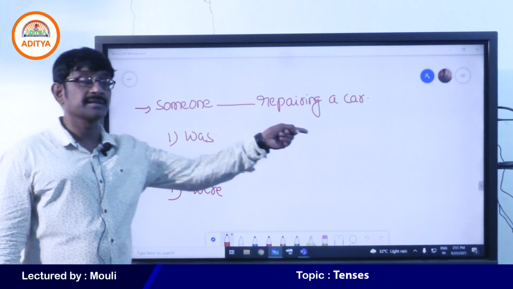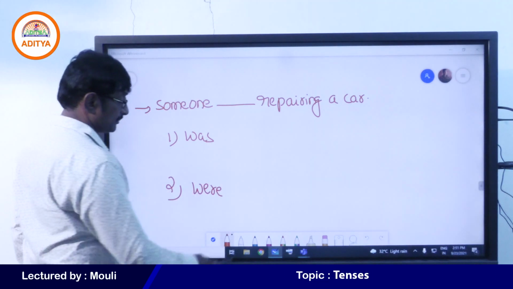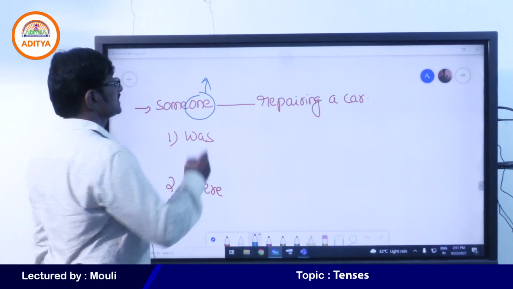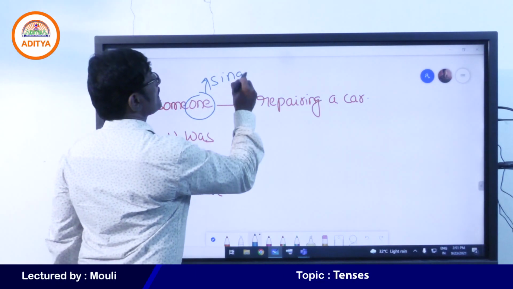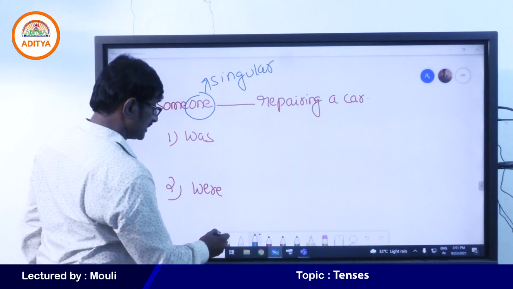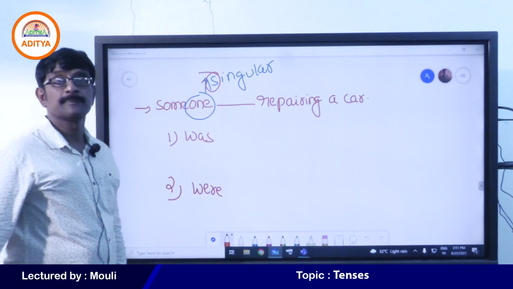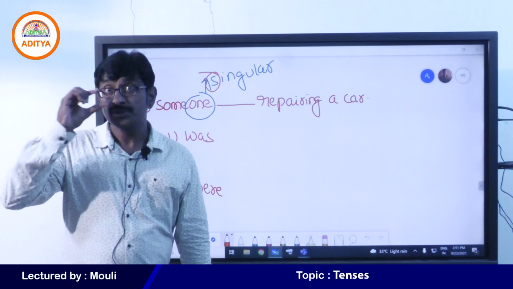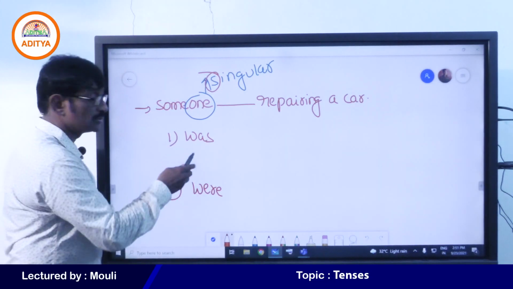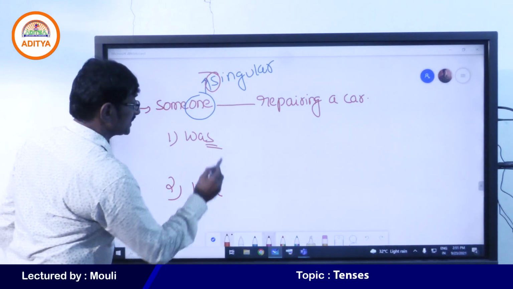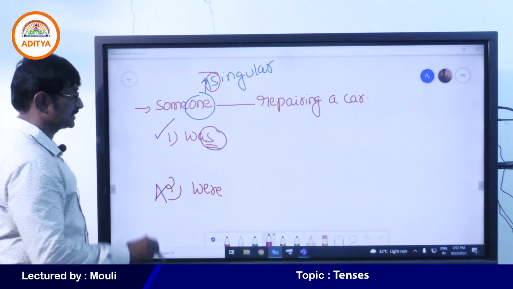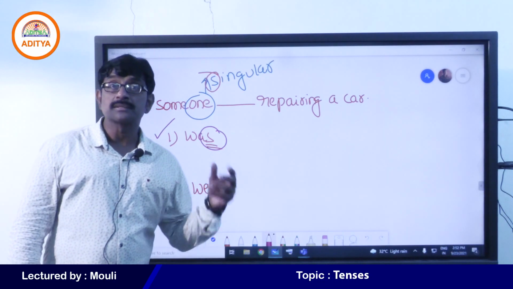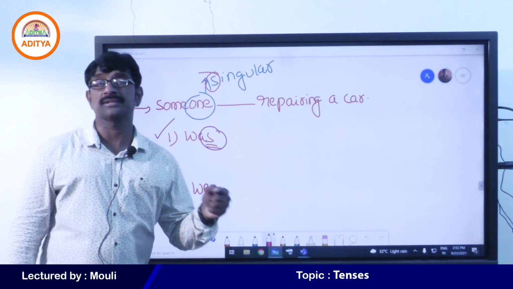Someone repairing a car. So you see now, someone, one is there. When one is there, it is a singular word. Singular means the first letter is yes, that means the end letter should be yes. Where is yes in these two? This is yes. So that is the answer. That's it. Someone was repairing a car.